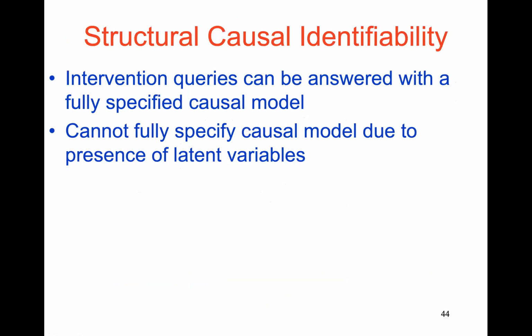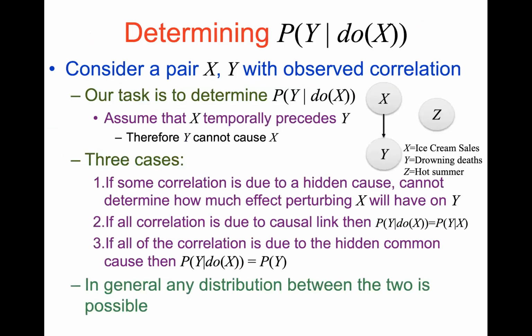Wow, it's a kind of an involved topic, heavy topic, important topic. Structural causal identifiability. Intervention queries can be answered with a fully specified causal model, but we cannot fully specify a causal model due to the presence of a latent variable. If you are going to be using a causal network that fully specifies all the variables, then you can answer intervention queries and get the right answers. But always there are going to be latent variables.